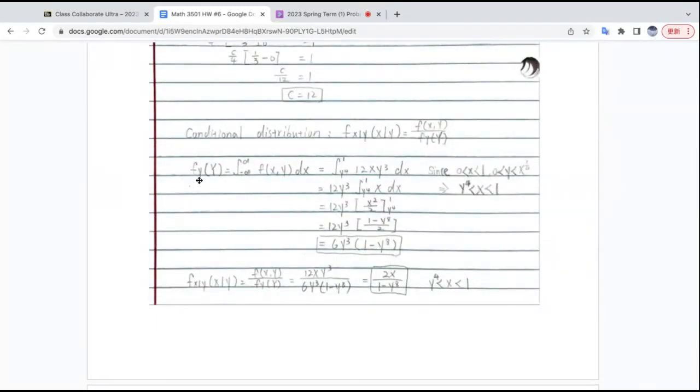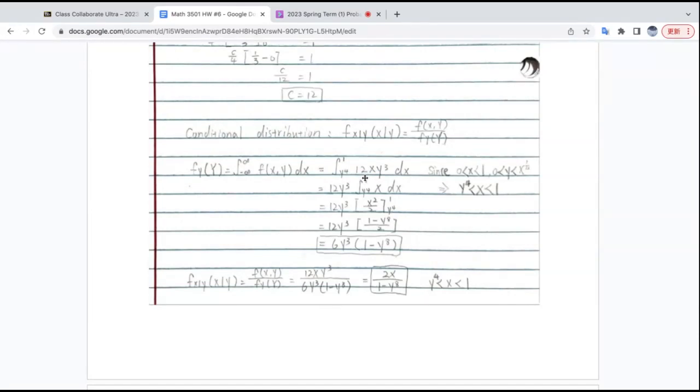And we need to find f_Y(y), which is the integral of f(x,y) dx. In here, we need to find exactly an interval of x. By the question, we know that x is between 0 and 1, and y is between 0 and x to the power of 1 over 4. So I raise both sides to the power 4, then we will get x is between y to the power 4 and 1. So the interval of the integral is this.